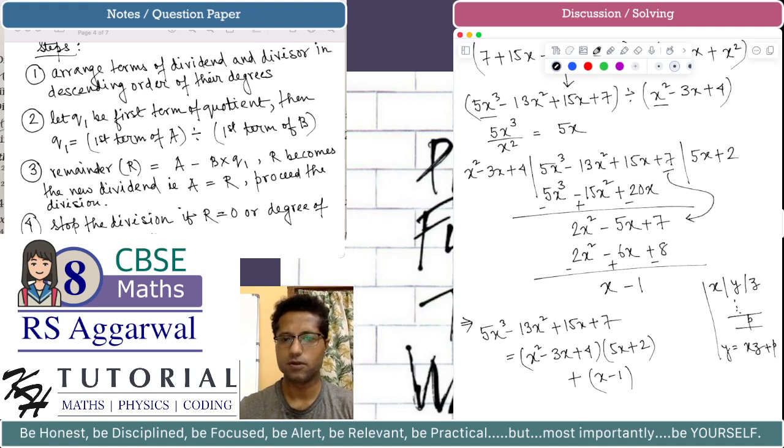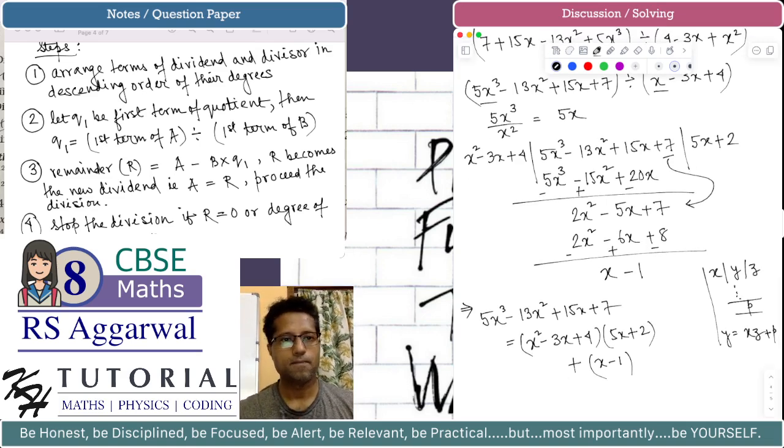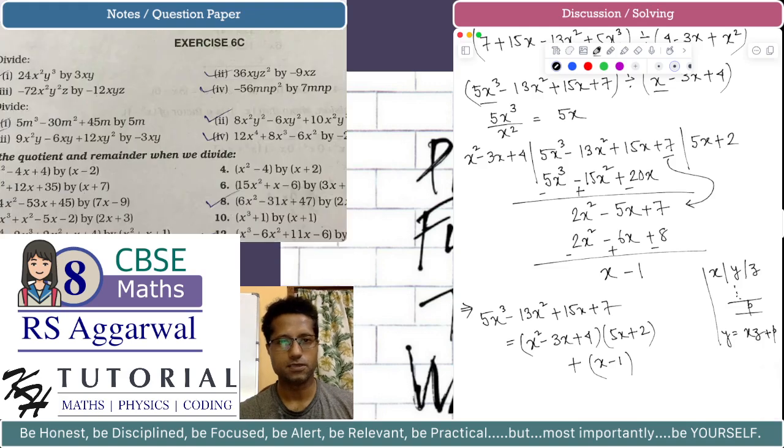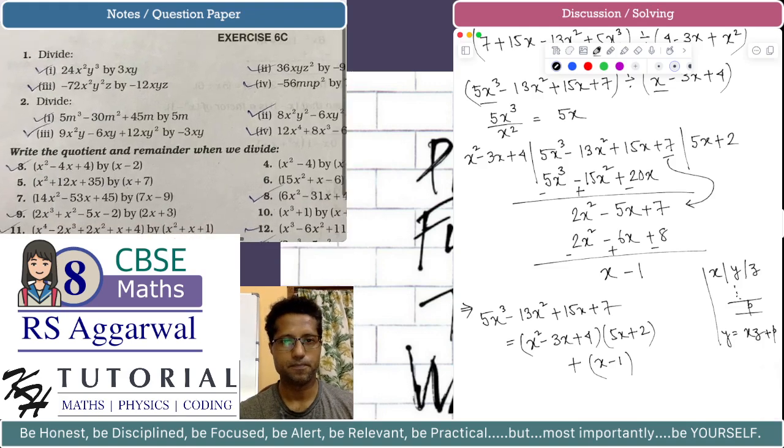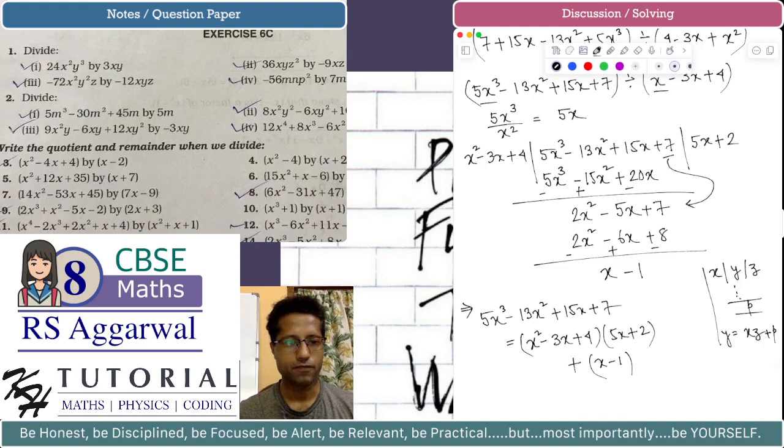One important thing you must know is that the long division method will end if the remainder becomes 0 or the degree of the remainder is less than the degree of the divisor. Now let's do some selected problems from exercise 6C. I have tick marked the problems which I will solve.